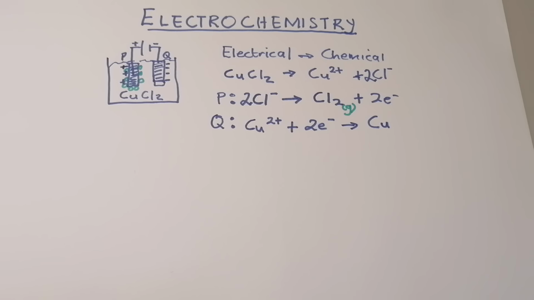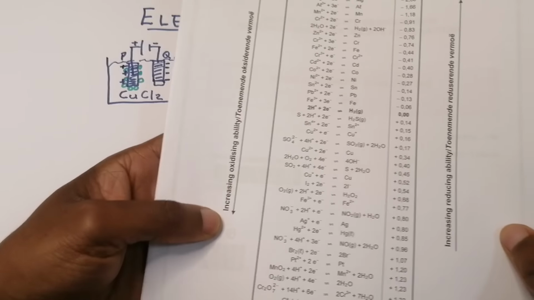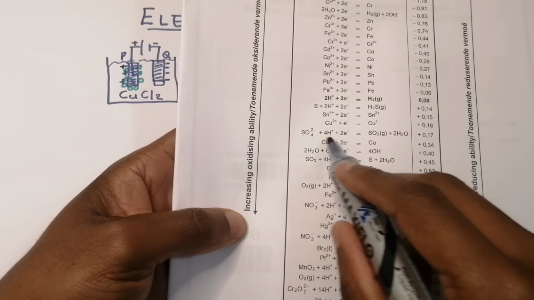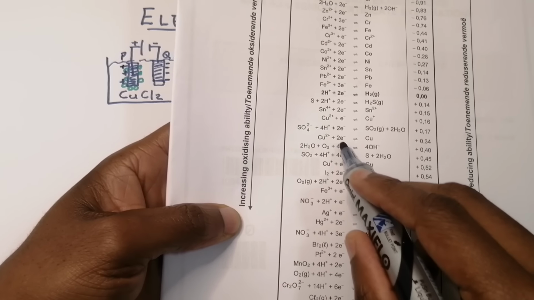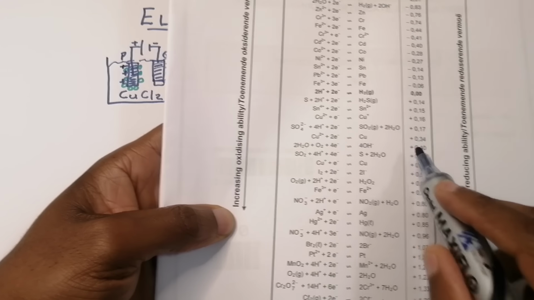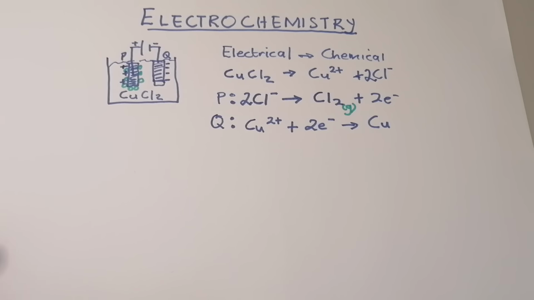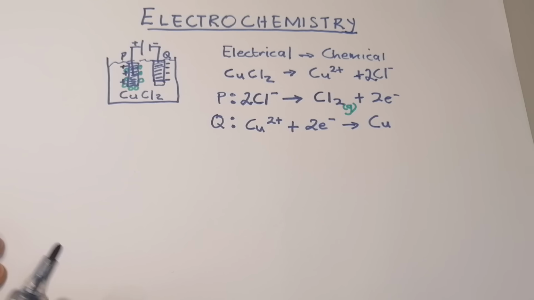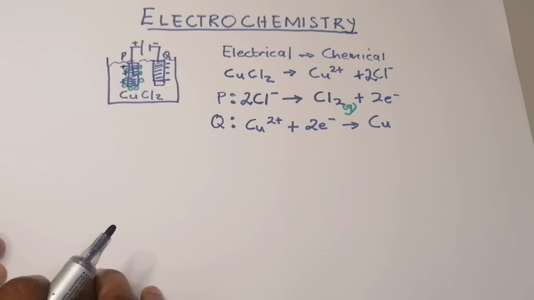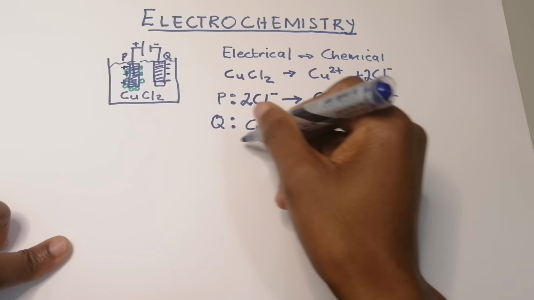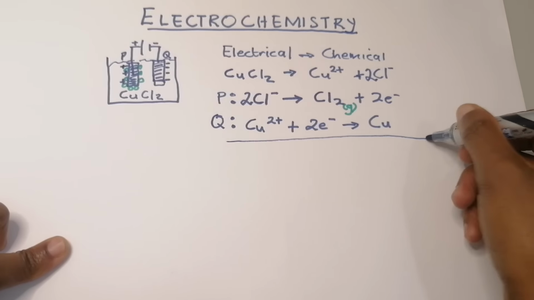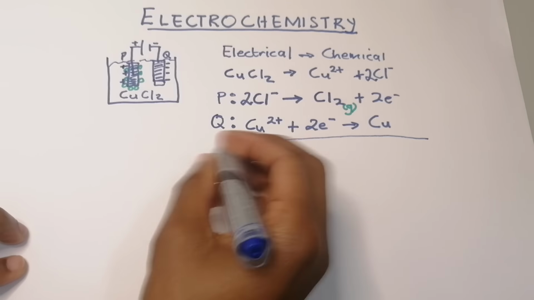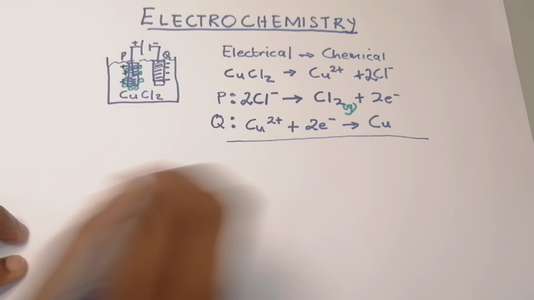Let me show you from the standard potential table. I'm going to take that one there. It's copper 2 plus, this is what I had initially. You receive 2 electrons and it forms into copper, right? So I want you to note this is the reaction that takes place at electrode Q. This is something very unlikely, but they might ask this.